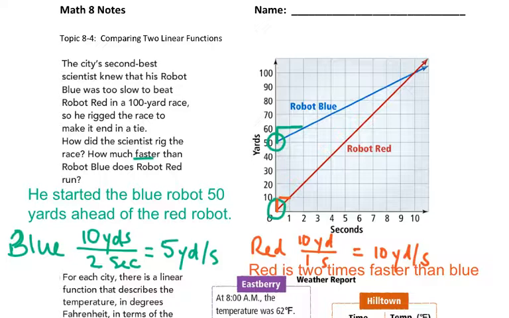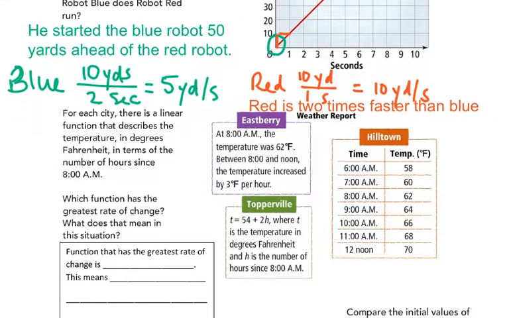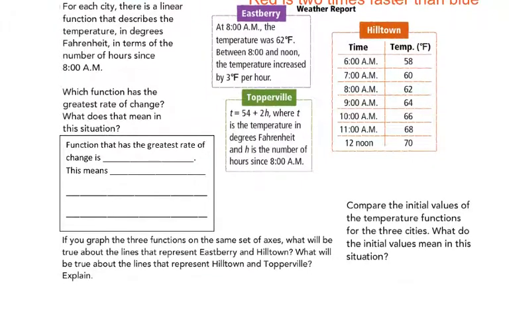Alright, let's take a look at the temperature problems down below here. We have 3 different cities, Eastbury, Hilltown, and Topperville. For each city, there's a linear function that describes the temperature in degrees Fahrenheit in terms of the number of hours since 8 o'clock. Which function has the greatest rate of change, and what does that mean in the situation? Rate of change would be the unit rate.